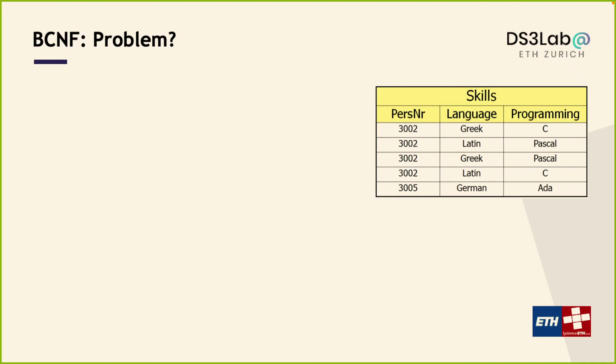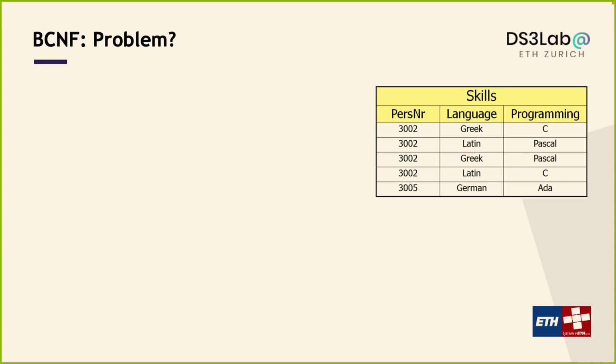Now let's look at this relation. Assuming we have a relation that contains these two different pieces of information. We have for each person which language the person speaks. We also have another piece of information, which is for this person, which programming language this person knows how to code in.